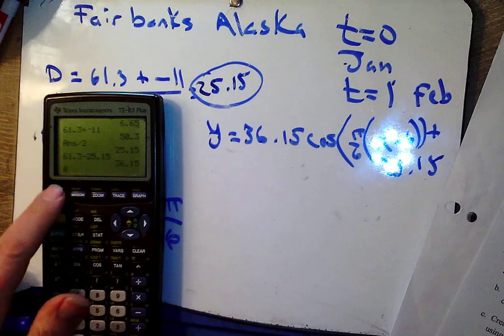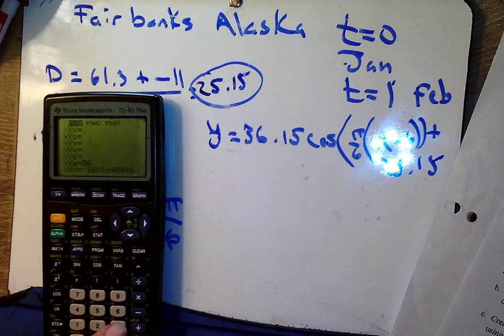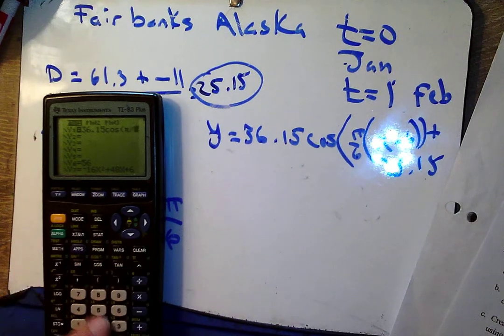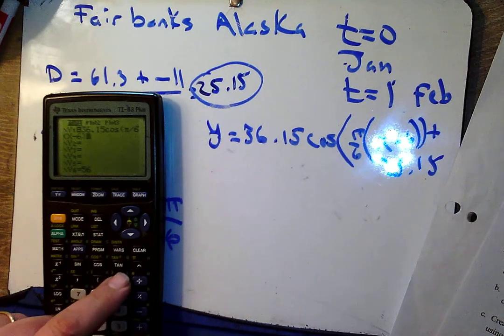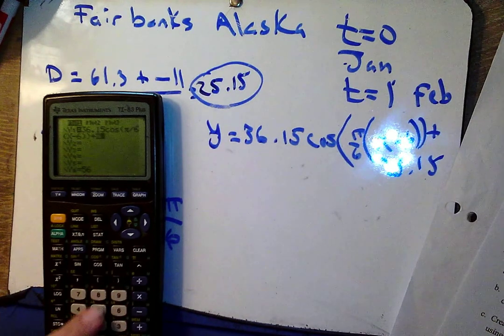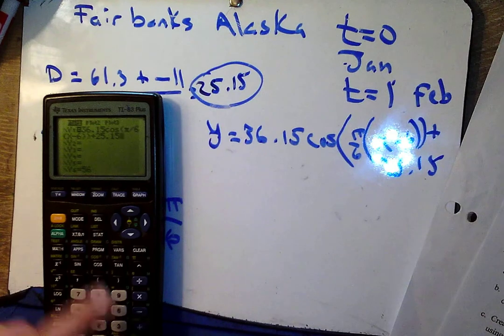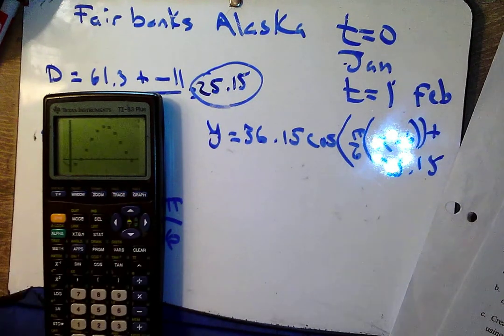Okay, so y equals 36.15 cosine pi divided by 6 x minus 6, close parentheses, plus 25.15. And graph.